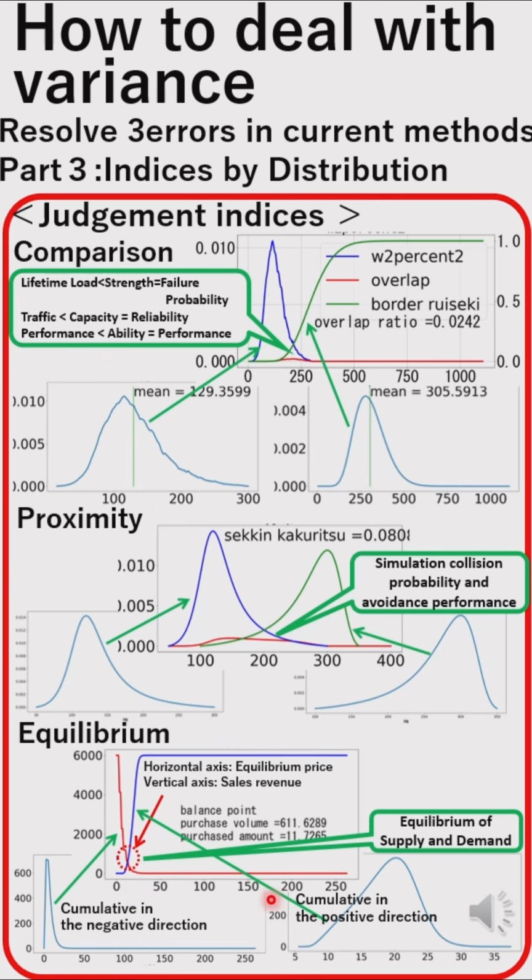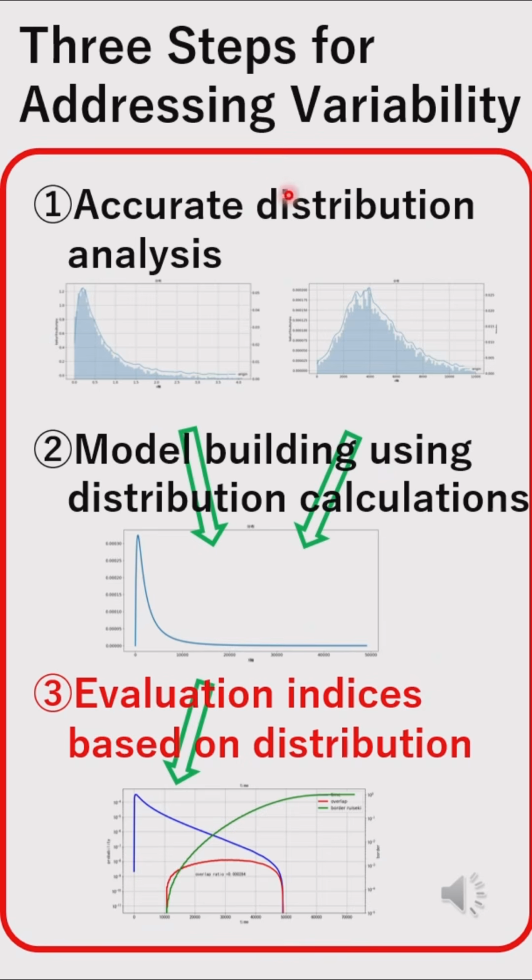analysis. As explained in Part 1, the variability handling approach first generates distributions that closely reproduce the real shape of actual data. Then, as explained in Part 2, it uses distribution-based calculations to rigorously obtain the resulting distributions of models and systems. Finally, in the third step explained earlier, relationships between those distributions are evaluated probabilistically using distribution-based indices.